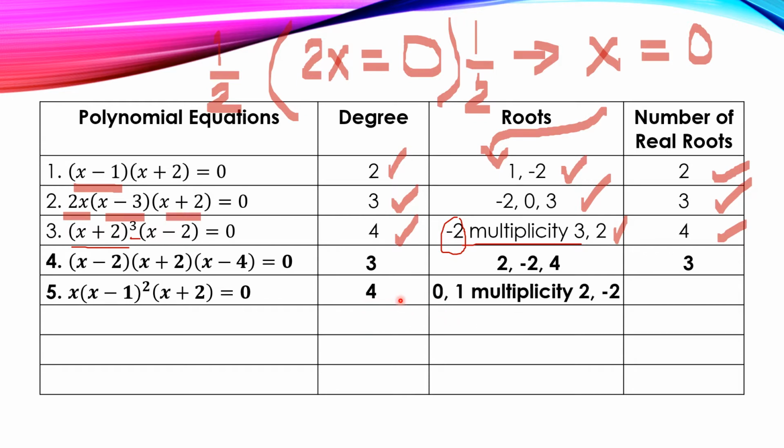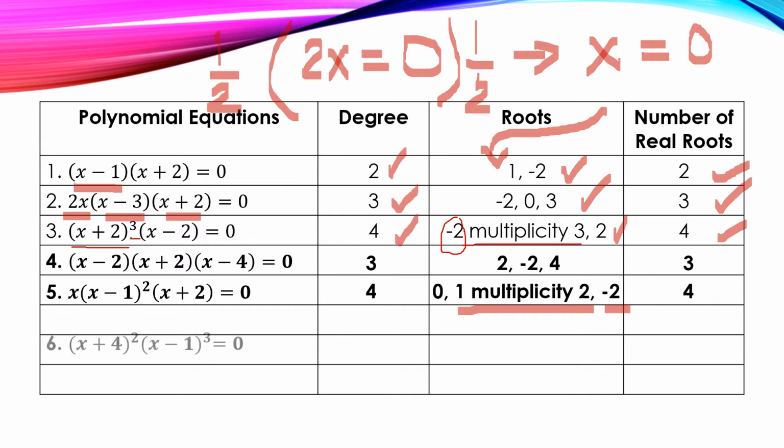Okay? So, you have 0. So, saan nanggaling yung 0? Dito yun kay x. X is equal to 0. Tapos, itong x minus 1, pag kinompute mo ang value ng x nito, that is 1. Tapos, naka-raise sa 2, kaya meron tayo ditong 1 multiplicity 2. Ibig sabihin, naulit ng 2 beses yung root na 1. Tapos, negative 2. Yung negative 2 natin ay nanggaling kay x plus 2. And the number of real roots natin ay still 4. So, kung ano yung degree natin, yun din yung number of real roots natin.